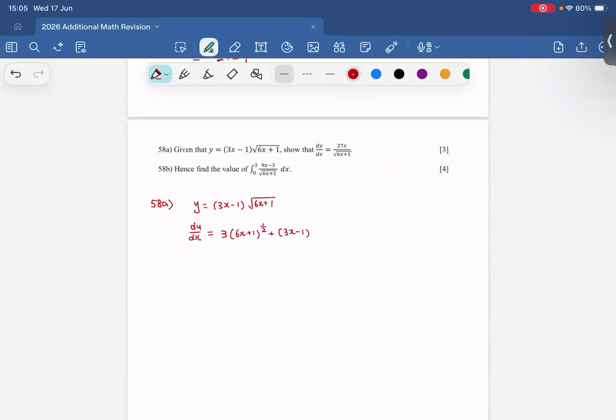How to differentiate this? Power bring down, power minus 1, differentiate inside. Okay, how to simplify this? We simplify first.